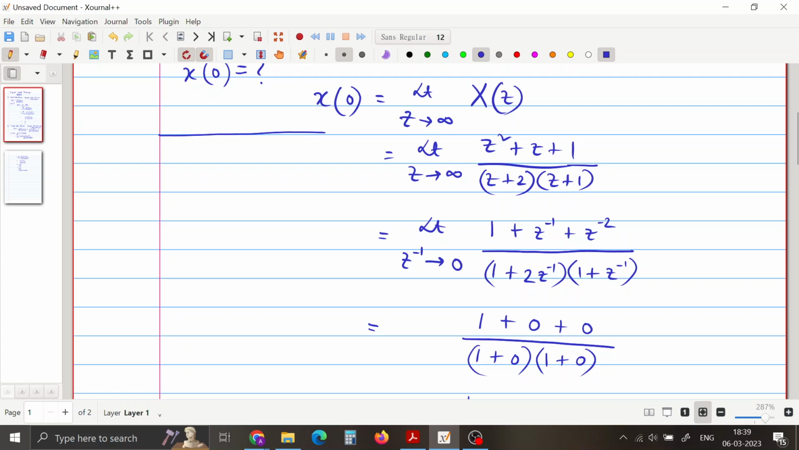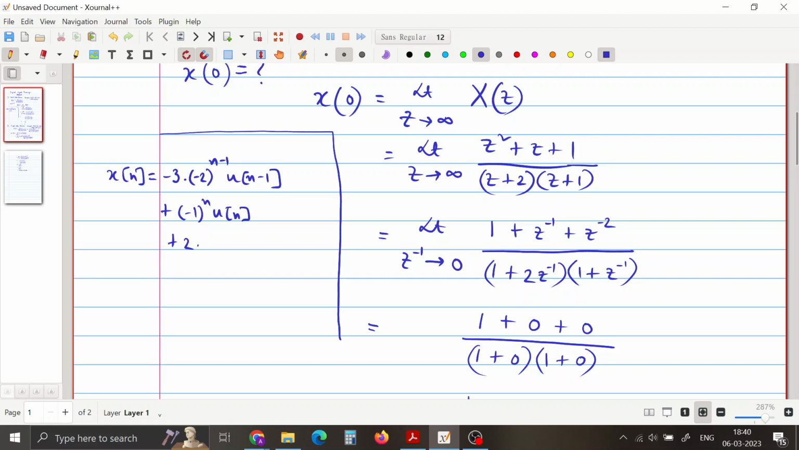I'm just using a rough space here. You can check that the x of n that you will get is -3 times (-2) to the power n minus 1 times u of n minus 1, plus (-1) to the power n u of n, plus 2 times (-1) to the power n minus 1 times u of n minus 1. So this is the time domain sequence that you are supposed to get. So kindly check it.